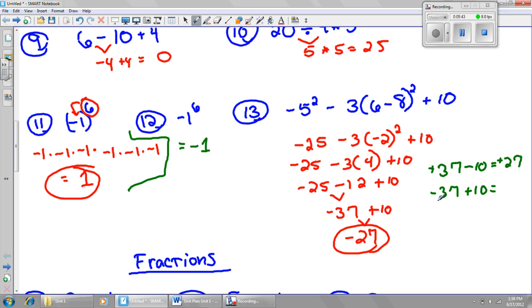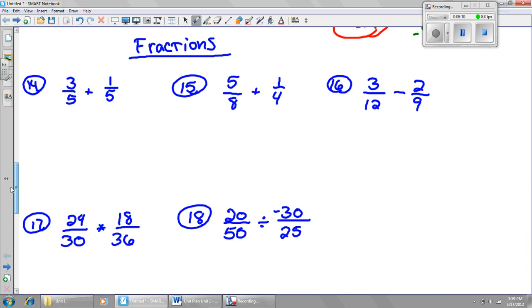Here on the second one, the 37 sign is negative. It's still bigger than the 10, the 37 by itself. The absolute value of 37 is bigger than the absolute value of 10. So I need a negative answer. It's the same problem. So in other words, if you can do 7 minus 4 and know it's 3, then negative 7 plus 4 must equal negative 3. And that's all there is to it.